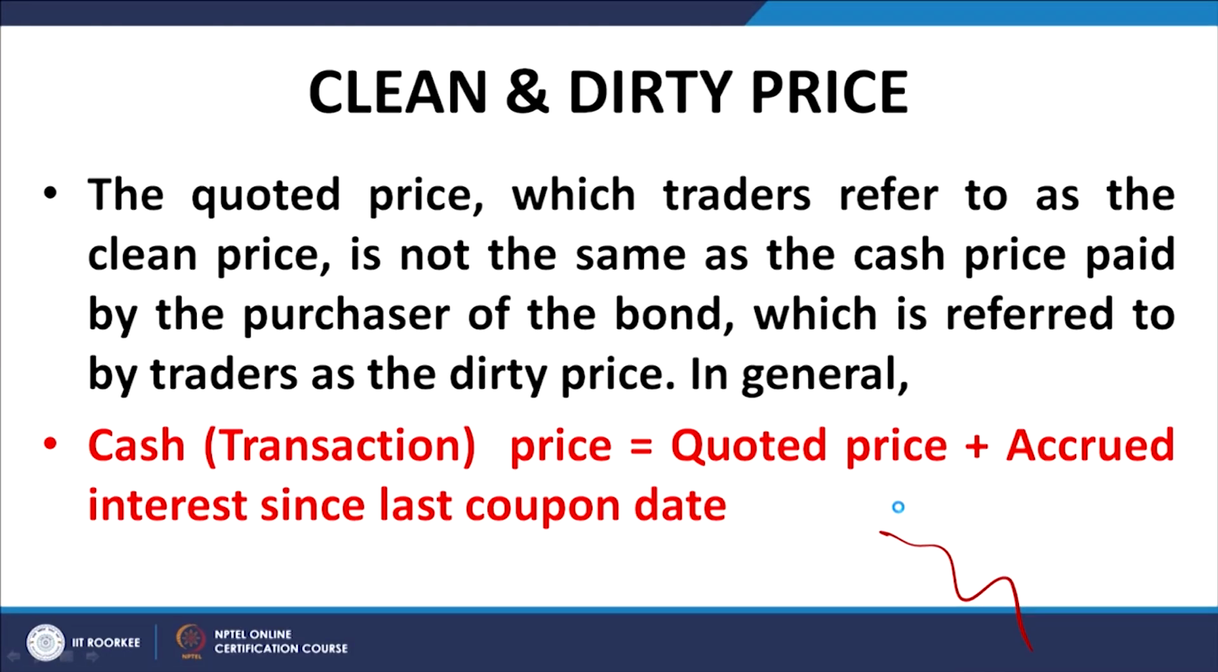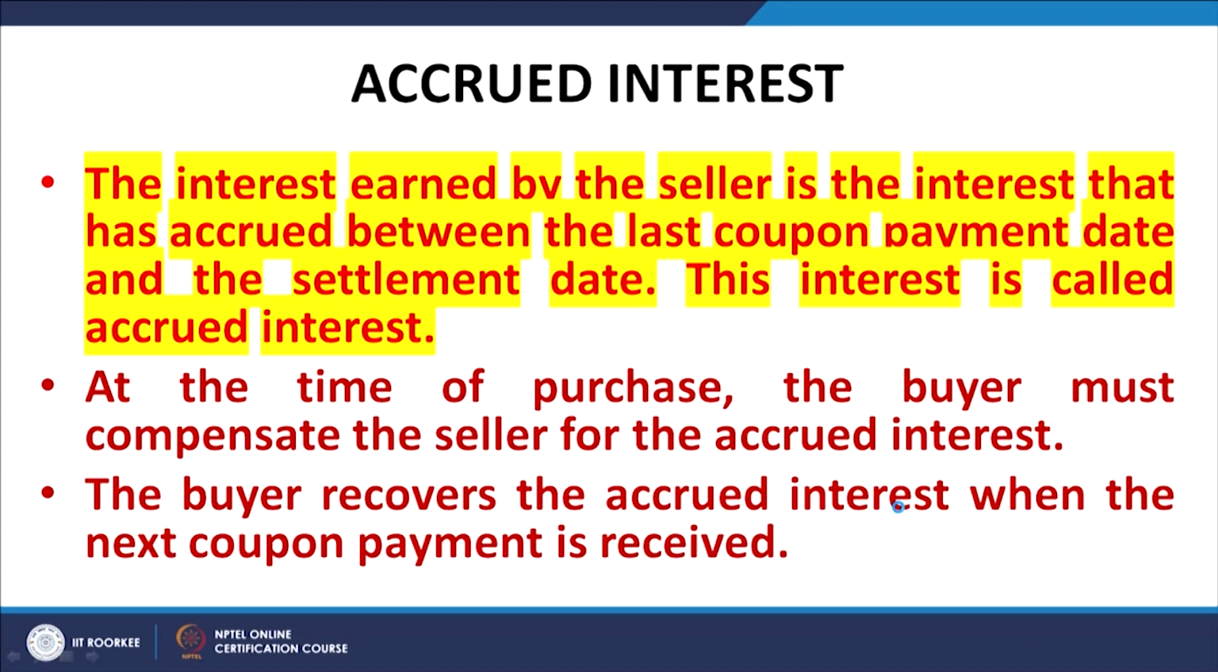So, in other words, the total price of the bond, that is the transaction price, is called the dirty price of the bond, and the clean price of the bond is the price at which the bond is quoted. So, let us repeat the definition of accrued interest formally. The amount earned by the seller is the interest that has accrued between the last coupon payment date and the settlement date.